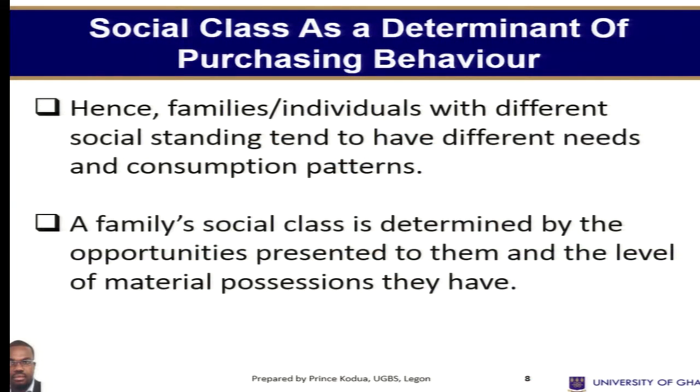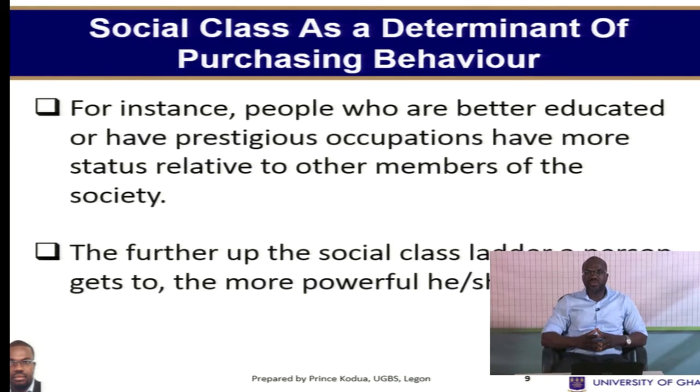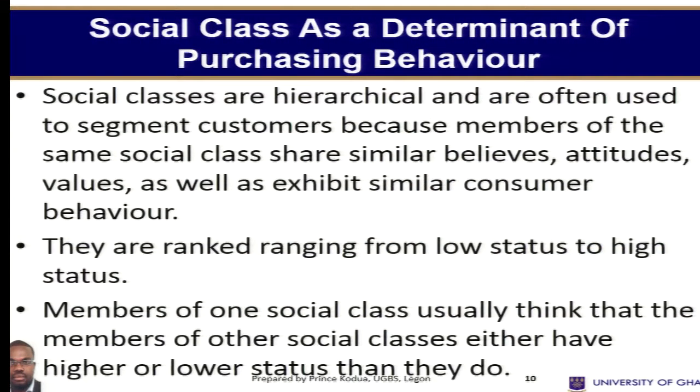We're also saying that a family's social class is determined by the opportunities presented to them and the level of material possession they have. Why are we saying this? For instance, individuals in our communities who are well educated or have prestigious occupations like lecturers, doctors, lawyers, tend to be accorded more status relative to other occupational groupings. The more status that we accord a given person tends to mean that that person wields enormous power relative to others. Typically, we rank social class from low status to high status.